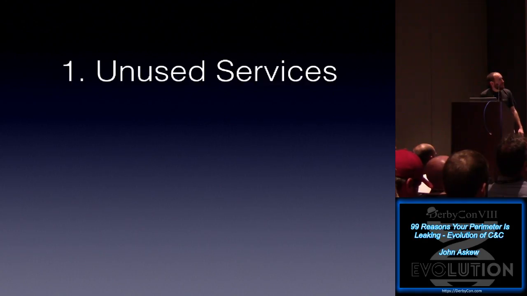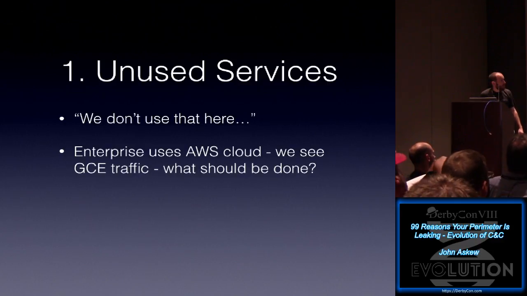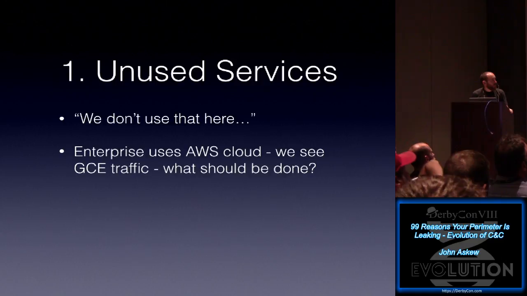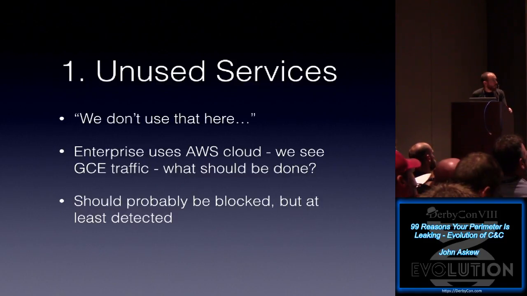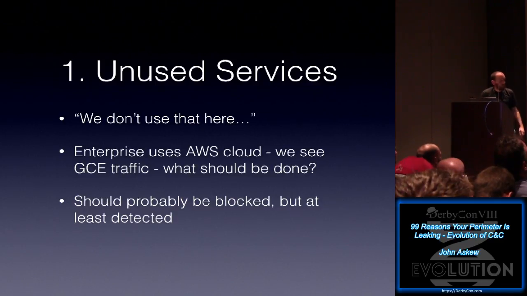The first one's probably the easiest, unused services. When somebody says, we don't use that here, that's probably a red flag, right? Say you've got an organization that uses everything AWS. You're all about AWS, all in. And you see something going to Google Cloud Platform one day. That's an easy way to throw a red flag. Maybe even block all traffic to Google Cloud if you're not using it in the enterprise. But at least you should be able to detect it. That's an easy way to raise a red flag.